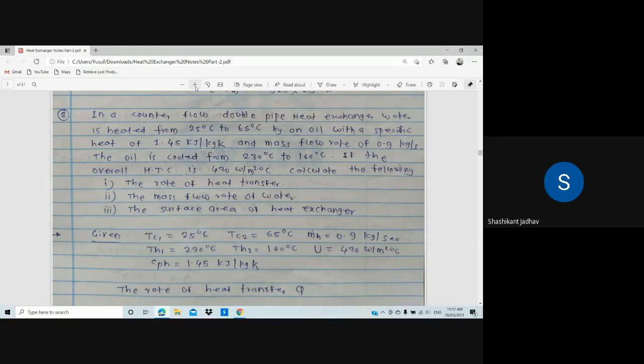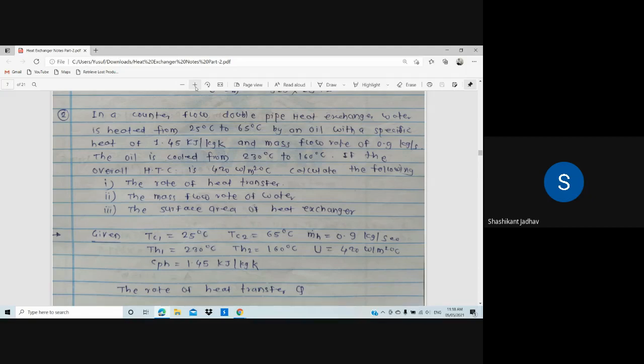Okay, so this is the problem. In this problem, we have to calculate the rate of heat transfer, means we have to calculate the value of Q, then mass flow rate of the water. So in this case, water is nothing but cold fluid. So we have to calculate the mass flow rate of the cold fluid, means m dot c is equal to question mark, and then surface area of the heat exchanger, means we have to calculate the value of capital A. Okay, so all of you do the calculation by yourself. First of all, we have to read that problem carefully, understand what is given in that problem, and write down the given things. Okay, so I will help to write down the given things, and after that we have to solve the problem by yourself.